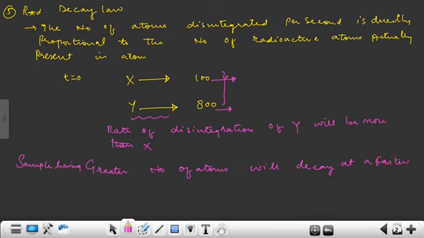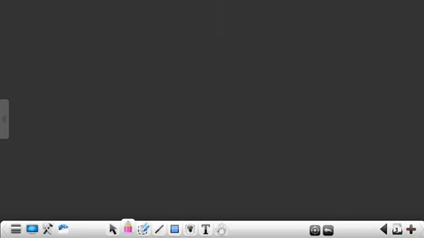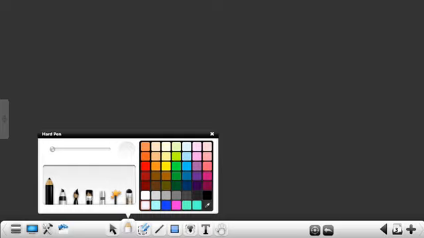Generally, when we describe this decay law in terms of an equation, we define the rate of disintegration as R equals minus dN over dt. dN over dt is nothing but the rate of change, and the minus indicates the number of atoms that are left undecayed. Let me give an example.